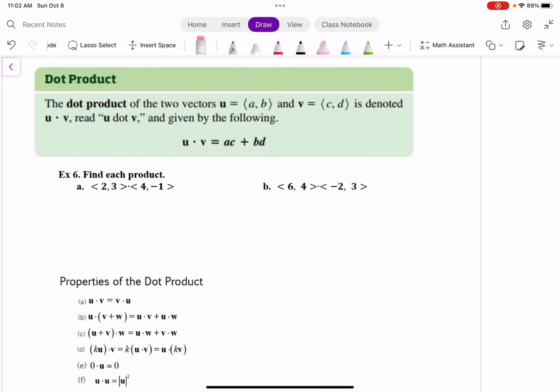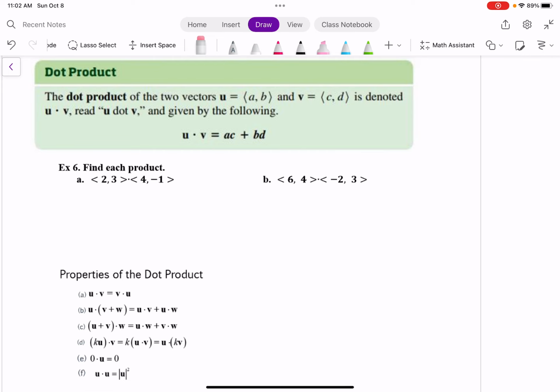My kid is crying outside. All right, let's see example 6.